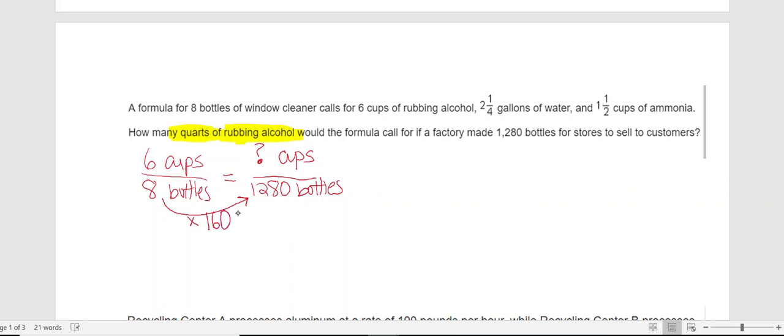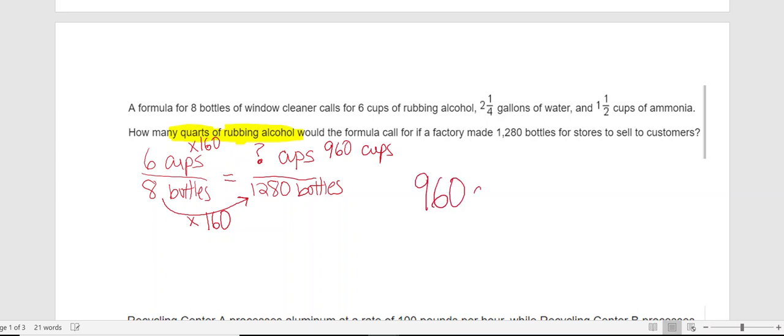And if we multiply 8 times 160, we would see that we got 1,280. Whatever I multiply the bottom by, I need to multiply the top by so that my fractions are equivalent. So 160 times 6 is 960 cups. So that's how many cups I need.